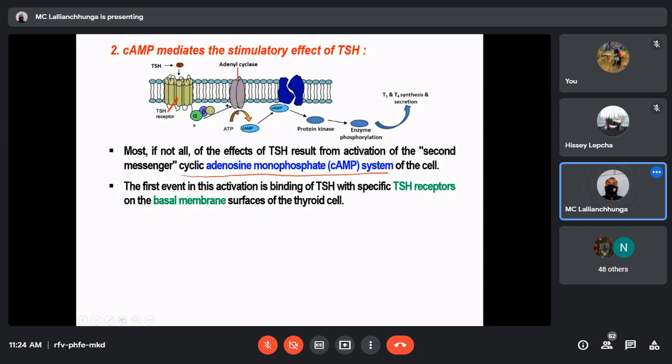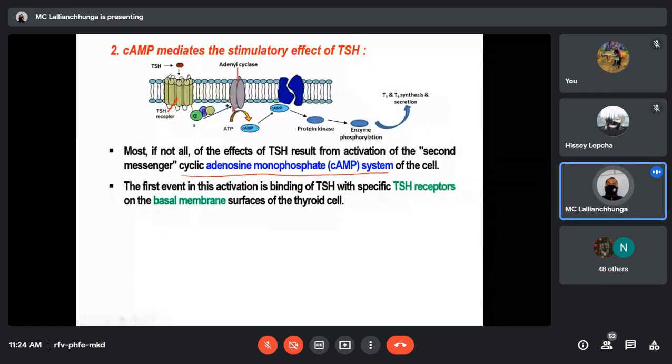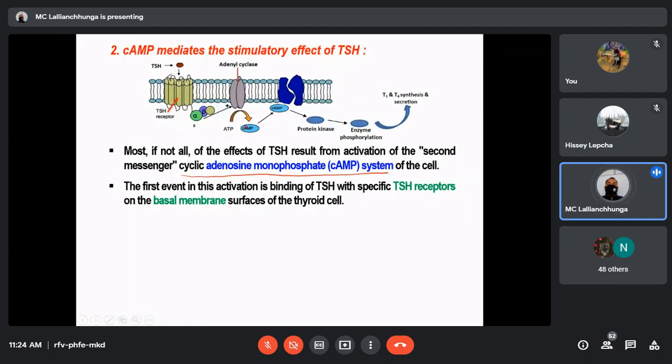So when there is activation of the adenyl cyclase, the activated adenyl cyclase then converts ATP into cyclic AMP. And what cyclic AMP will do is that it will activate protein kinase. This is the enzyme, and activated protein kinase will lead to phosphorylation of different types of enzymes inside the cell. When those enzymes are activated because of phosphorylation, what they will do is increase synthesis and secretion of T3 and T4.